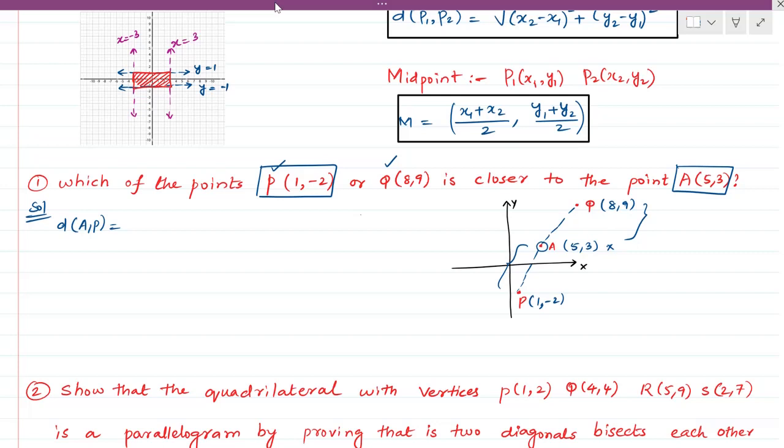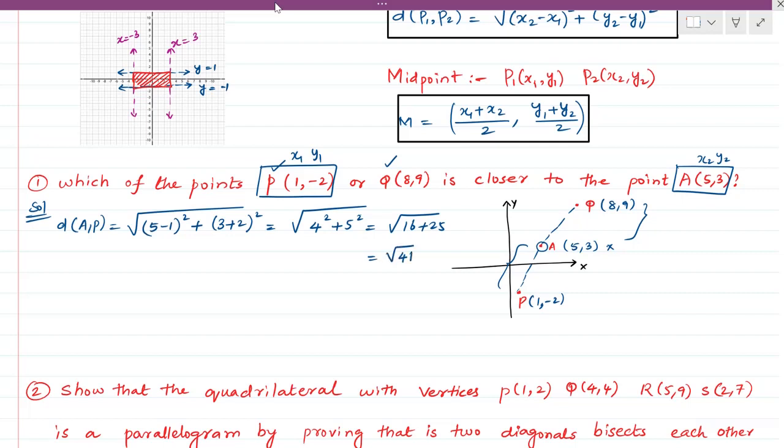So this is x1, y1 and x2, y2. What is the rule here? Square root of (x2 minus x1) whole square plus (y2 minus y1) whole square: (5 minus 1) whole square plus (3 minus minus 2, which becomes plus 2, so 3 plus 2) whole square. This equals 4 square plus 5 square, which is 16 plus 25, equal to root 41. So this is the distance between A and P.